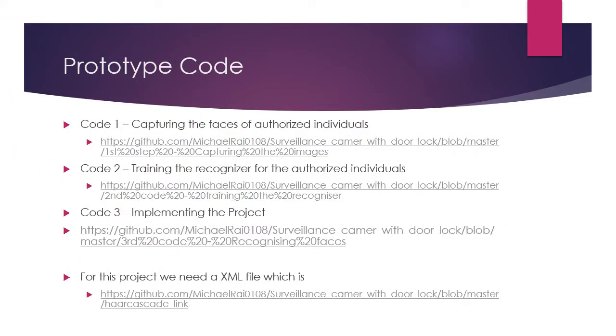And these are the codes which I have used for my project. Code 1 is the capturing of the faces of authorized individuals. In this code, the authorized individual will show their faces. Code 2 is the training of the machine. Code 3 is the implementing of the project, and this file is very important. Actually, this is a link to a file which is very helpful in case of facial recognition.